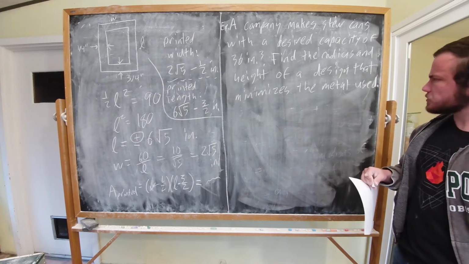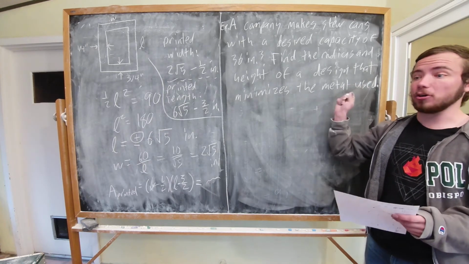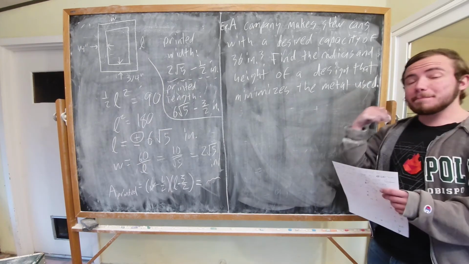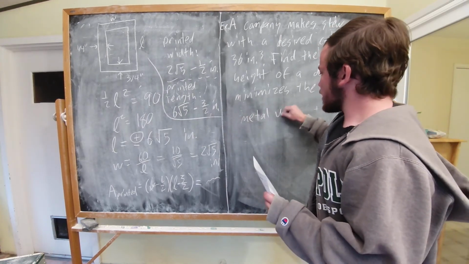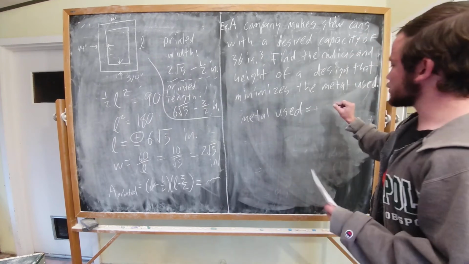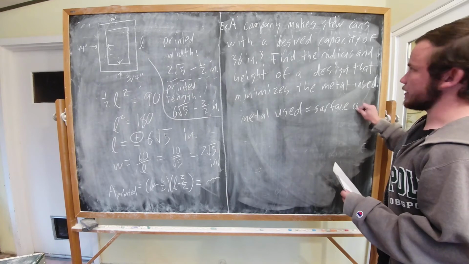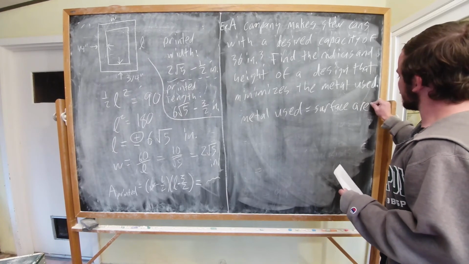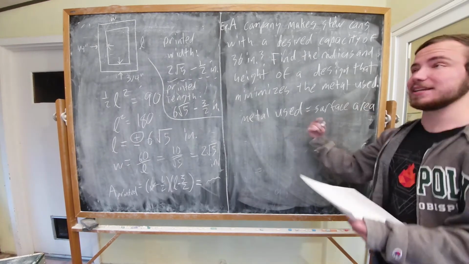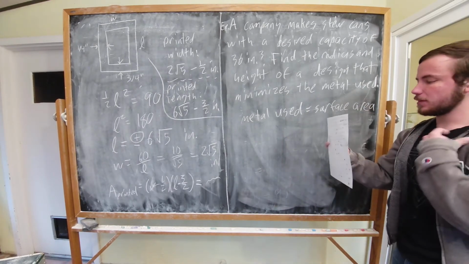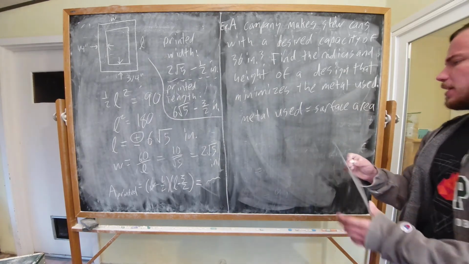Well, first we should figure out what is it that measures the metal used. The metal used is precisely the surface area of the, in this case, cylinder. Right? Because that's all the actual material that's going into making that boundary. Okay, so how do we solve this?